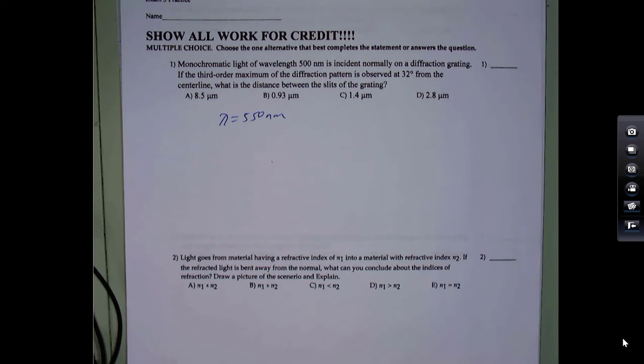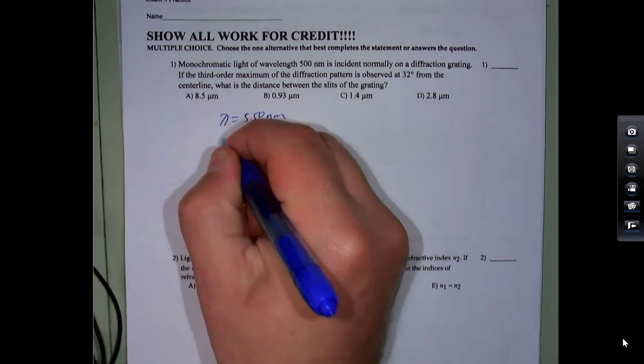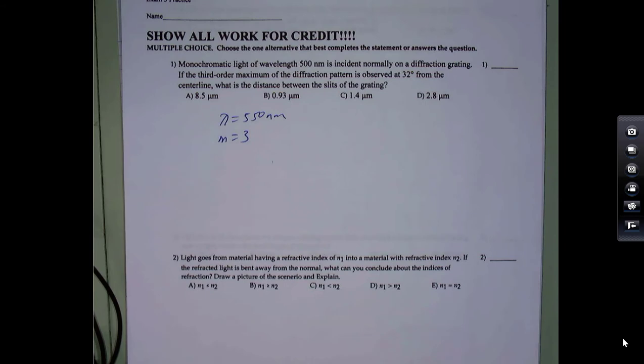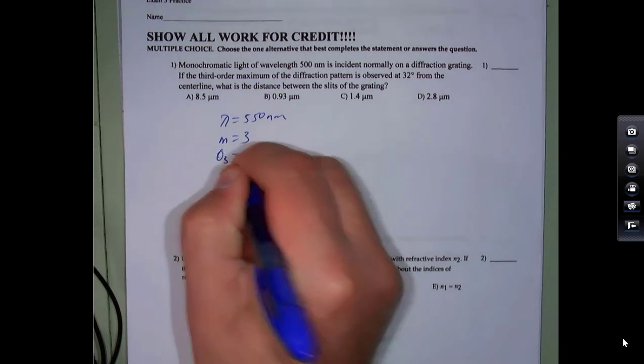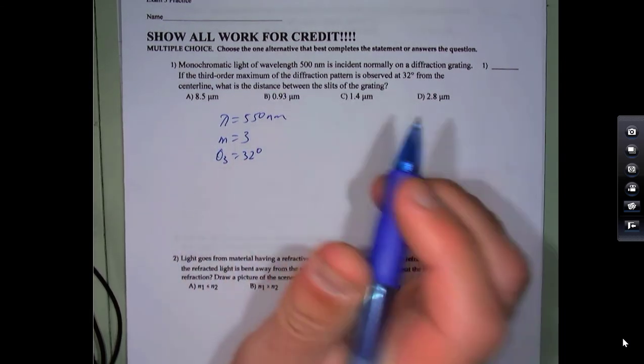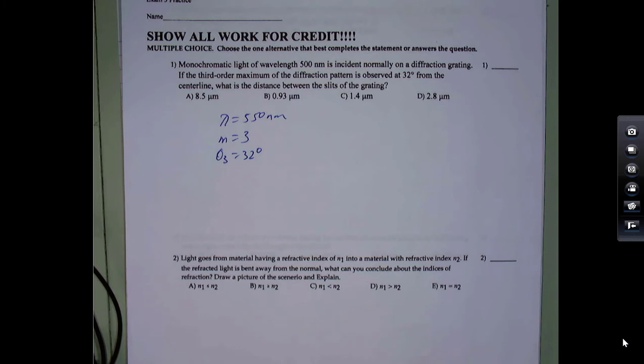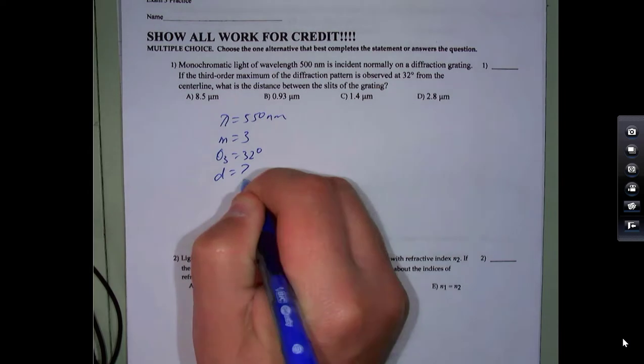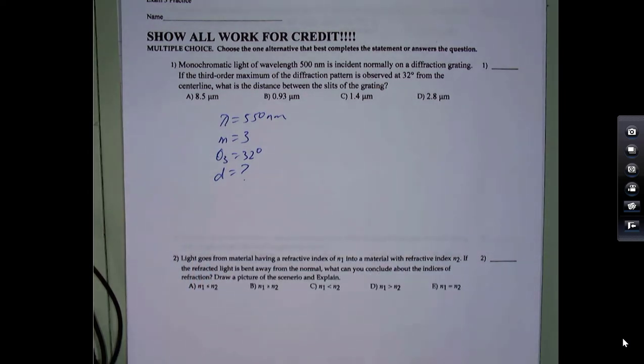If the third order maximum, in other words m is equal to 3, of the diffraction pattern is observed at an angle of 32 degrees, so this is 32 degrees, that's to the third order, from the center line, what is the distance between the slits in the grating? In other words, what's the size per slit?